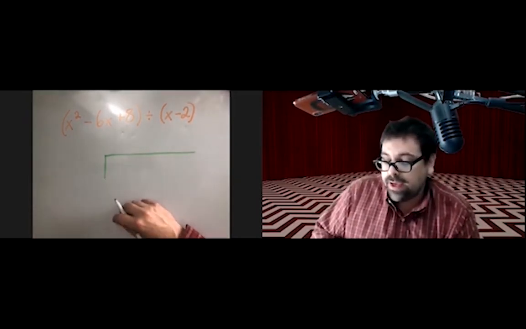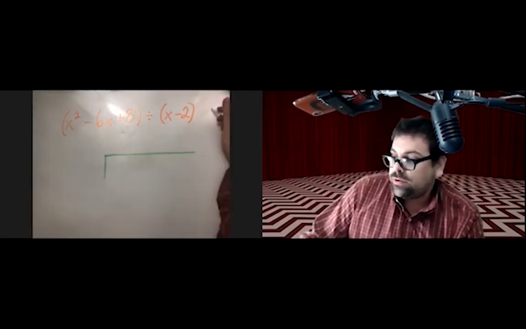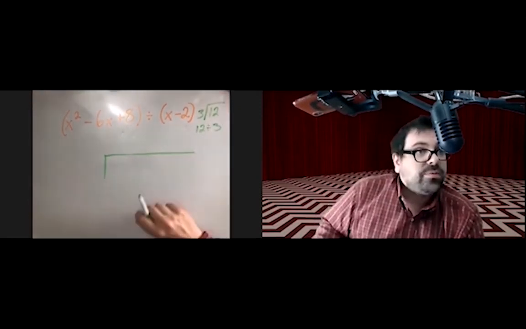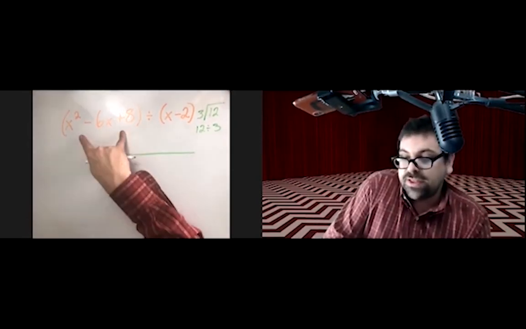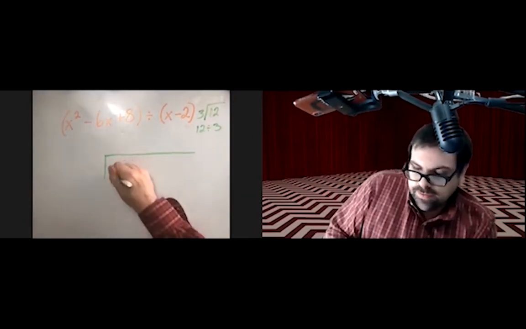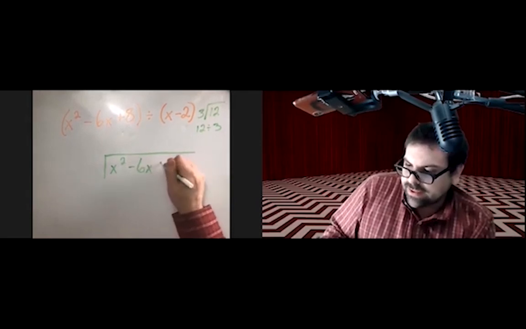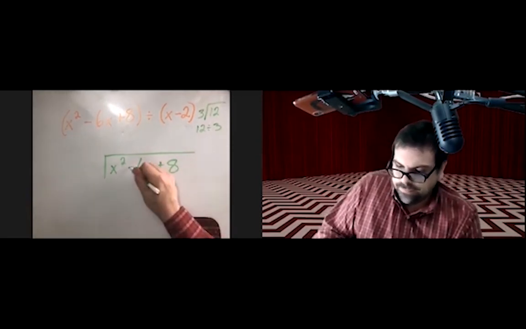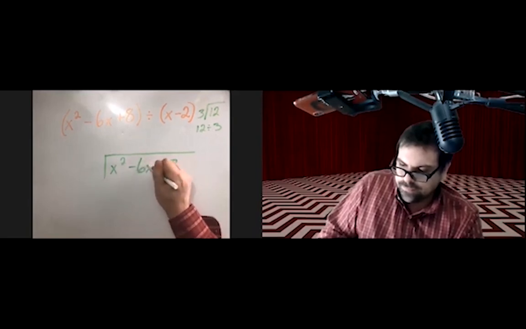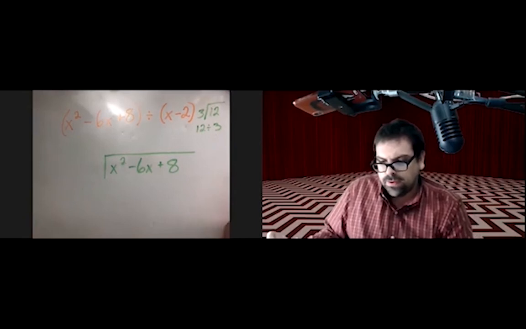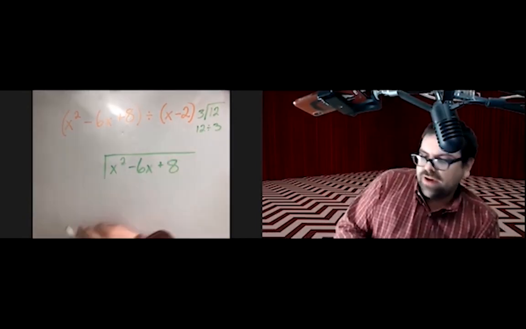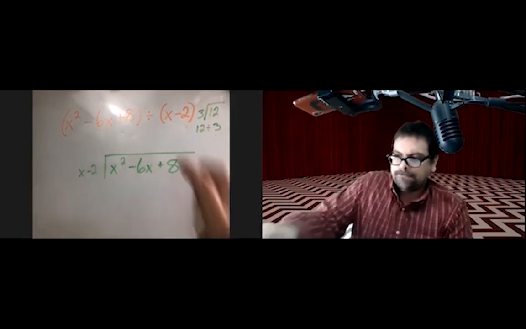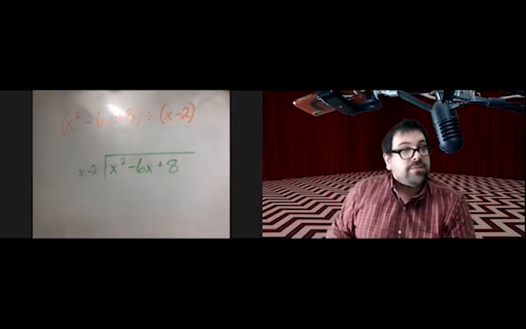Just like a long division problem, 12 divided by 3 would be 12 divided by 3. The first thing in the division problem goes underneath: x squared minus 6x plus 8. On the outside, the thing we're dividing by, x minus 2. Here are the steps.